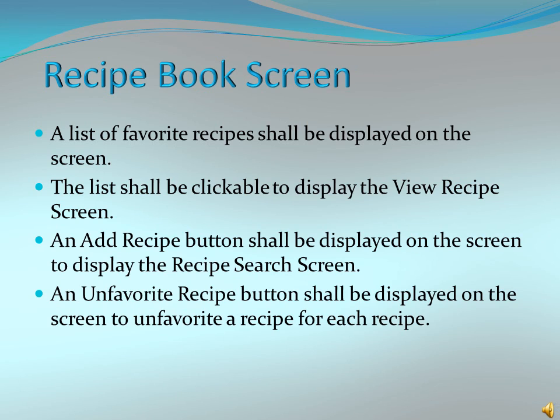The recipe book screen may be accessed from the home screen or from one of your individual grocery lists. From here you can view a list of all of your favorited recipes, or alternately you can click the Add Recipe button, which will take you to the search screen. Each recipe in your favorite recipes list may also be clicked to go to the View Recipe screen, so you can see a picture and a little bit more information about each recipe.